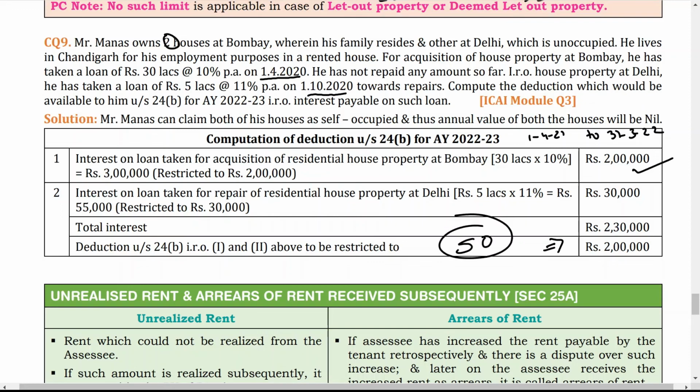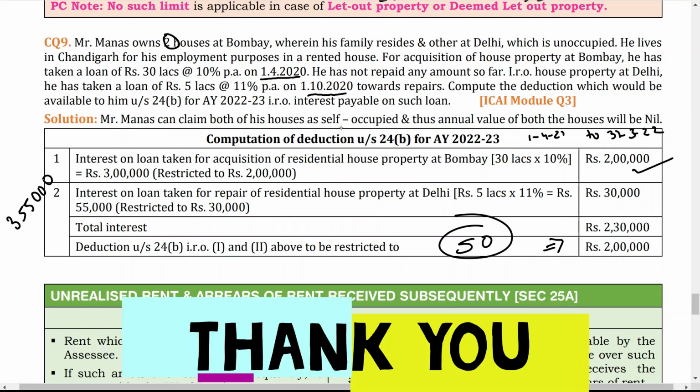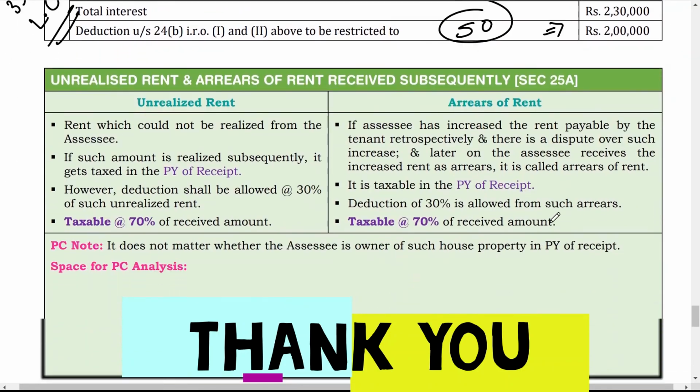But let us say in the same example, if both the properties are let out, in that case, what is the maximum interest that is available? Total interest is 3 lakh plus 55,000. So 3 lakh 55,000 will be available as a deduction if the property is let out. But if the property is self-occupied, then only this limit is applicable. Otherwise, the limit is not applicable.